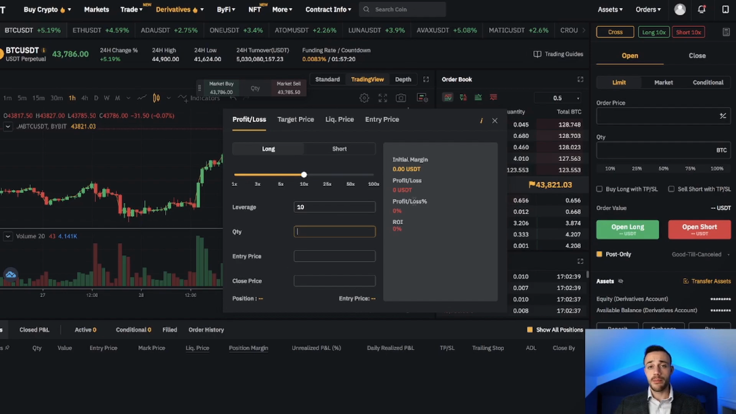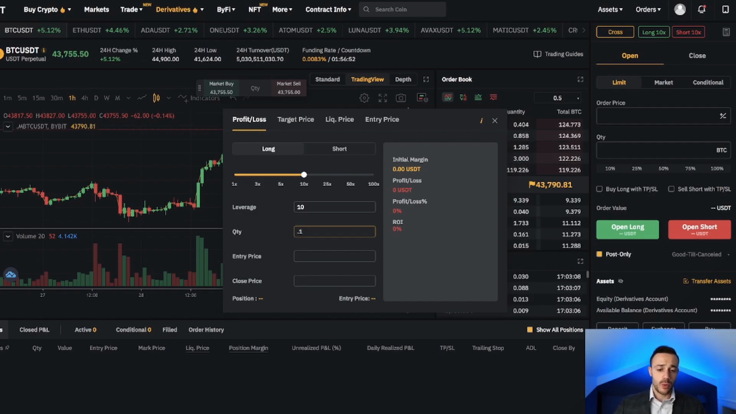Now we're currently on a Bitcoin chart, so it's asking for the quantity of our order. So if we wanted to be trading with, let's just say 10 million Satoshis, well, then we would put 0.1 because that's 10 million Satoshis, right? 0.1 BTC is 10 million sats. So we would put that as our quantity. This is just an example, by the way. This is for educational purposes only so that you know how to actually use the calculator tool to determine how much you could potentially make or lose on a given trade.